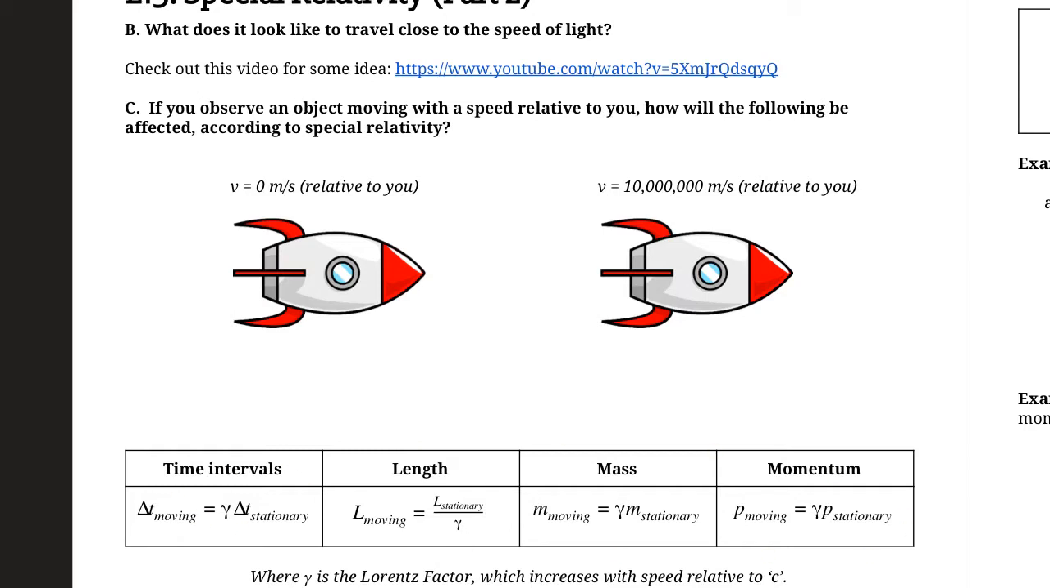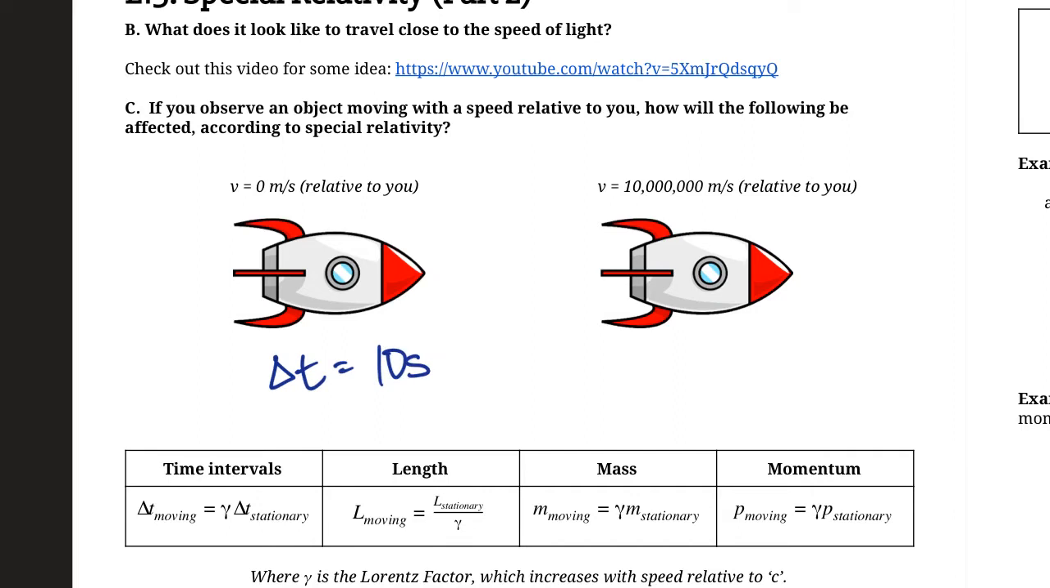So first of all, we can look at time intervals. So let's pretend these are two separate spaceships. One of them is moving at 0 meters per second, just floating there in space, and one of them is moving at 10 million meters per second. So pretend you're on this first spacecraft that's not moving. Say you take out a stopwatch and measure a time of 10 seconds.